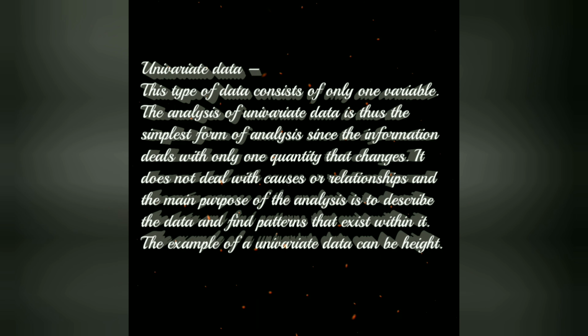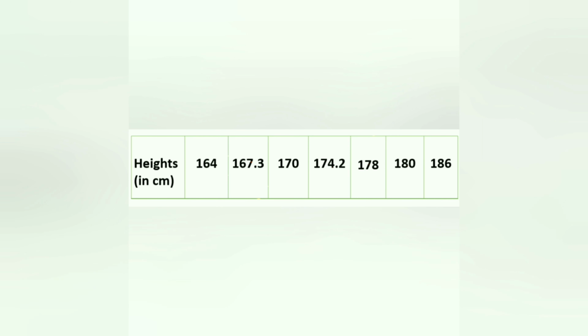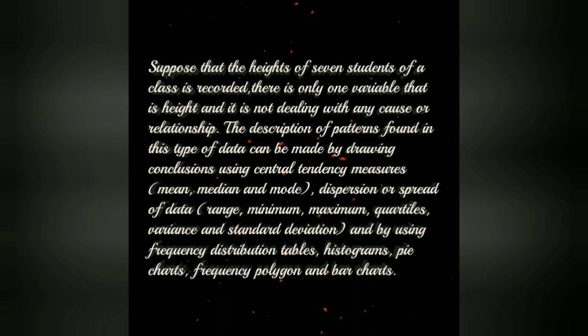The example of univariate data can be height. Suppose that the heights of 7 students of a class is recorded. There is only one variable, that is height, and it is not dealing with any cause or relationship.